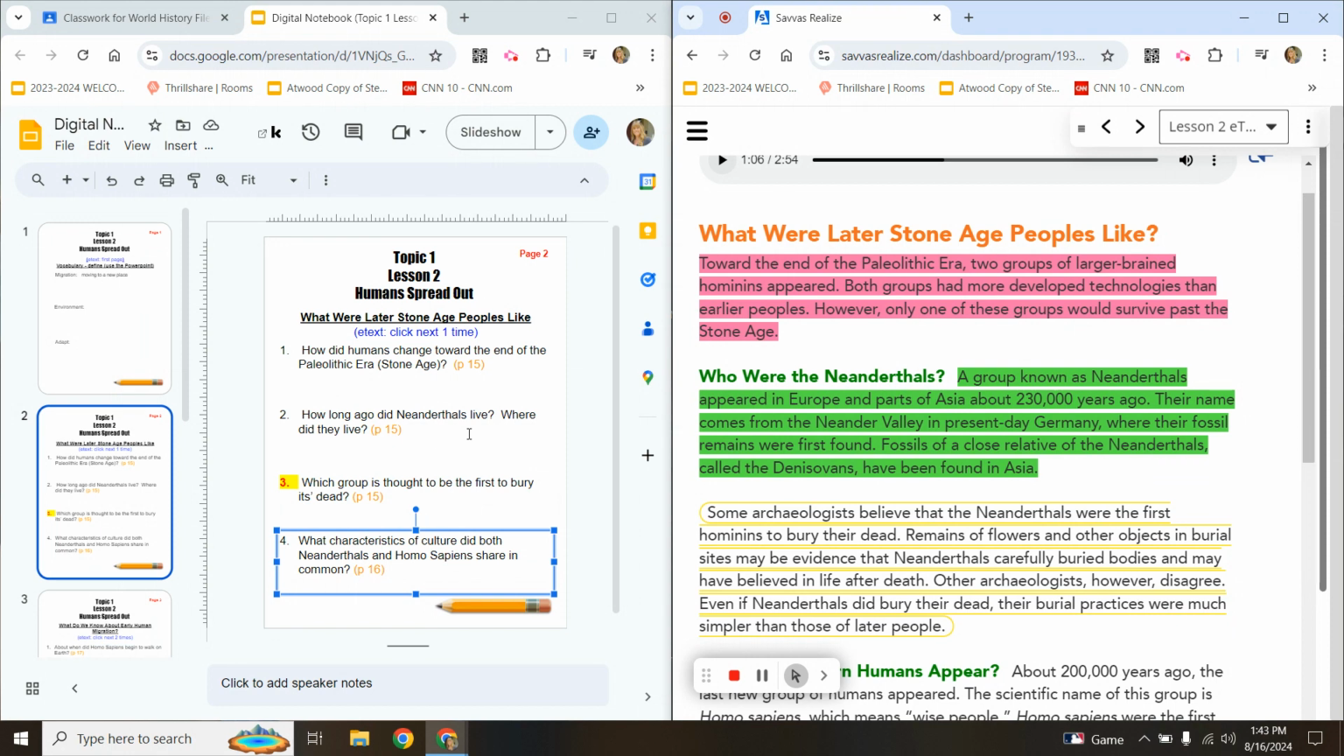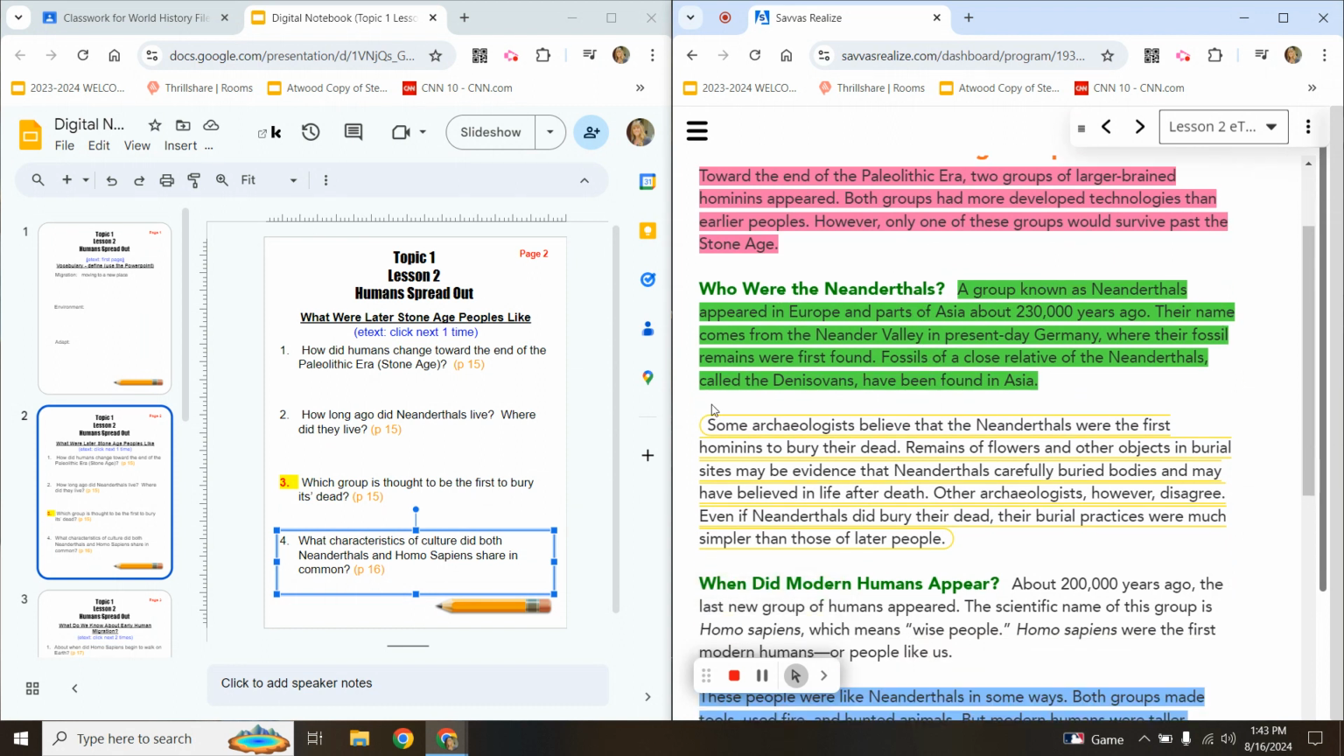All right, number 2. How long ago did Neanderthals live and where did they live? So this is a 2-part question. You'll find that answer in this green highlighted text. And number 3, which group is thought to be the first to bury its dead? You'll find that answer in this circled yellow text.